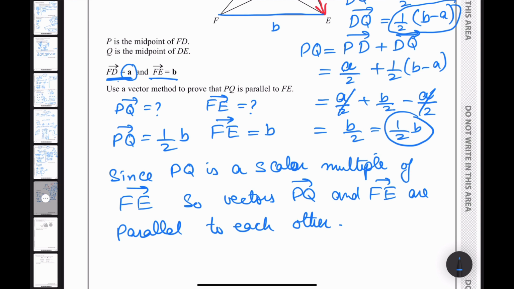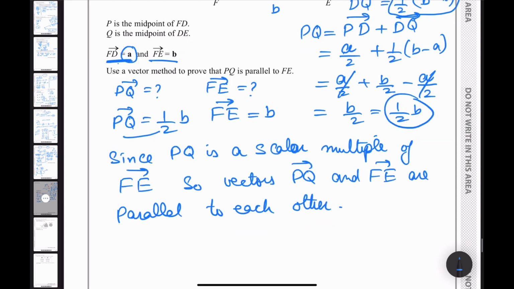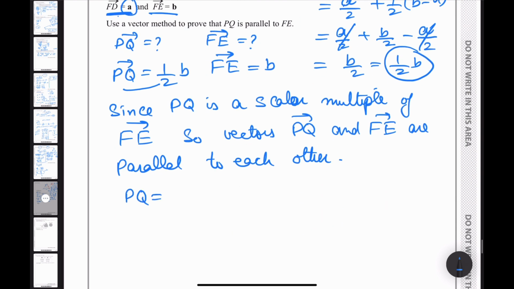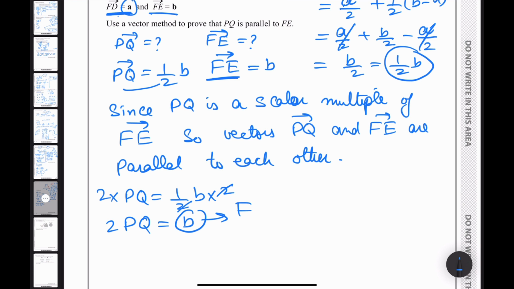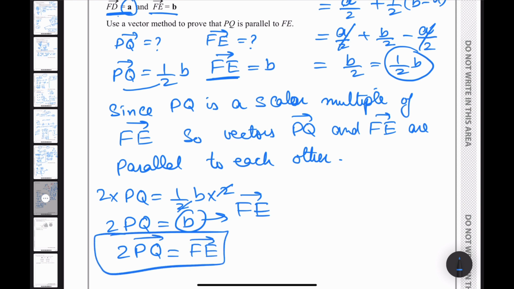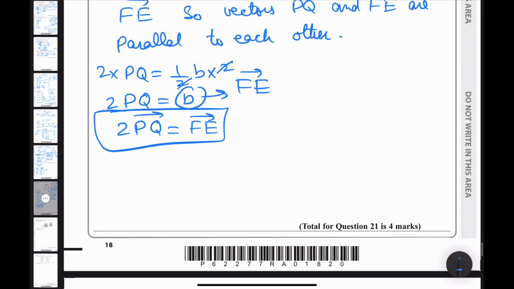If you want to write it down, PQ is equal to half of B. Let's multiply 2 on both sides. So 2PQ is equal to B. Now this vector B is equal to FE. So we can say that 2PQ is equal to FE. So they are scalar multiples of each other, which means that they are parallel. That's done. That's a 4 marker.